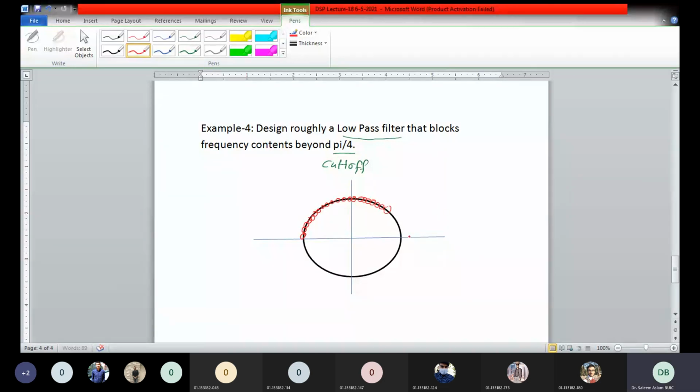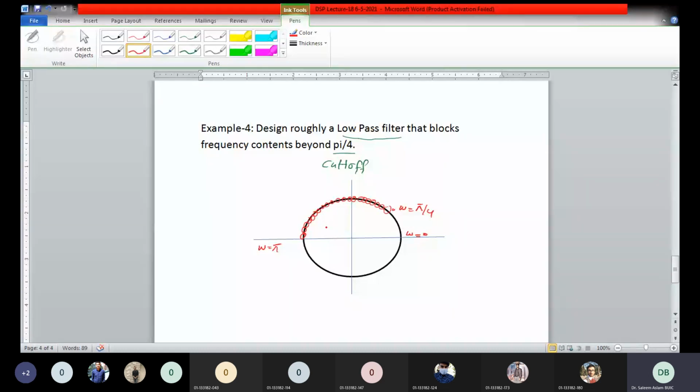So this is a low pass filter, where this is omega is equal to 0, and this point is omega is equal to pi by 4. This is a low pass filter because this is low frequency and pi is the highest frequency. Pi is the highest frequency component in your signal.